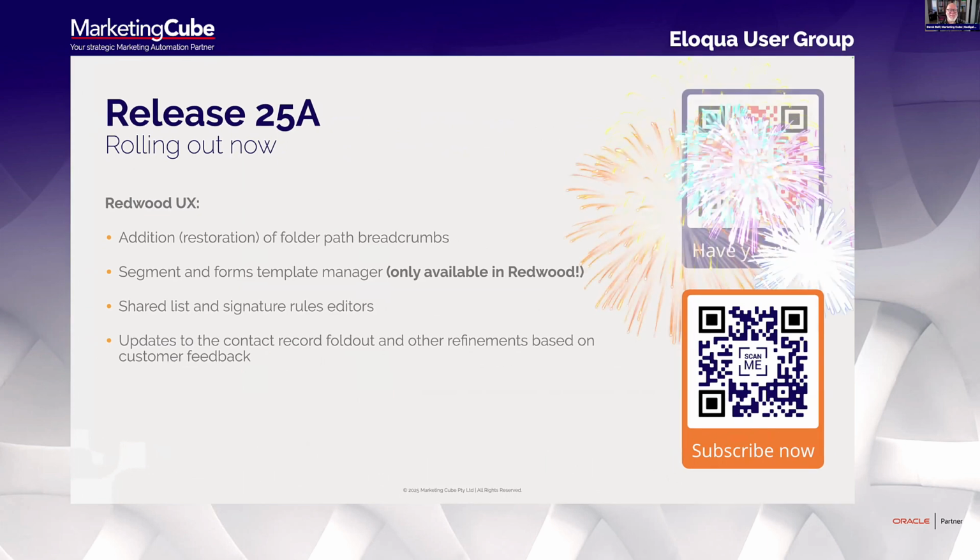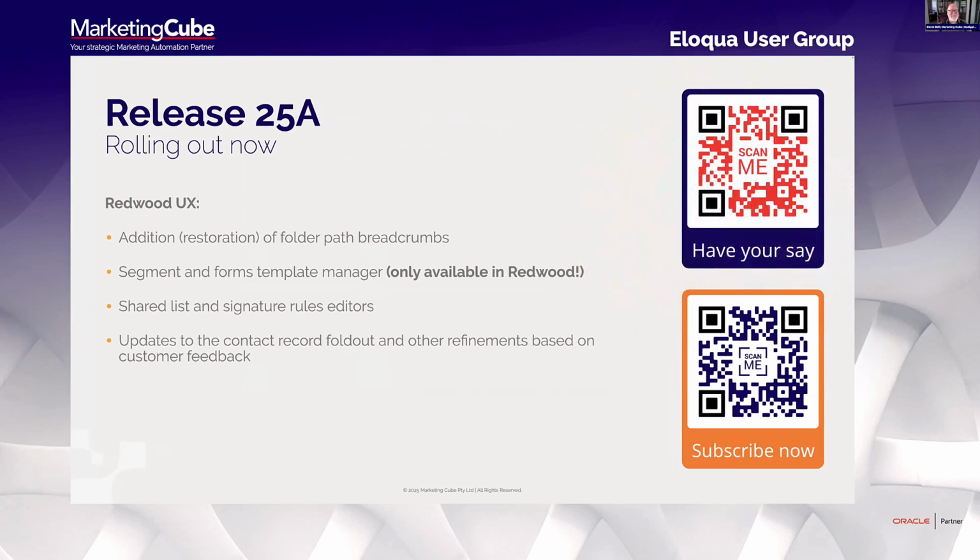One of the big things with Redwood is they've referred to it as the addition of folder path breadcrumbs. I refer to it as the restoration of folder path breadcrumbs. Segment and form template managers: we'll cover these probably in a bit more detail next month, but you can now use segment and form template managers just as you have with emails and landing pages for many years. This, I think, is tremendously exciting. I'll talk more about it in the blog post as to my reasoning behind that.